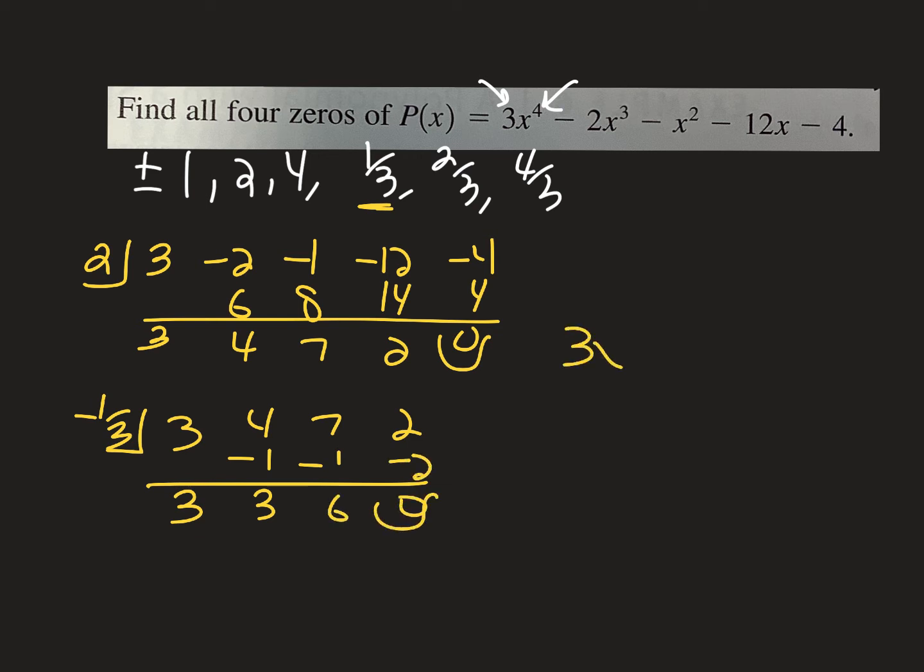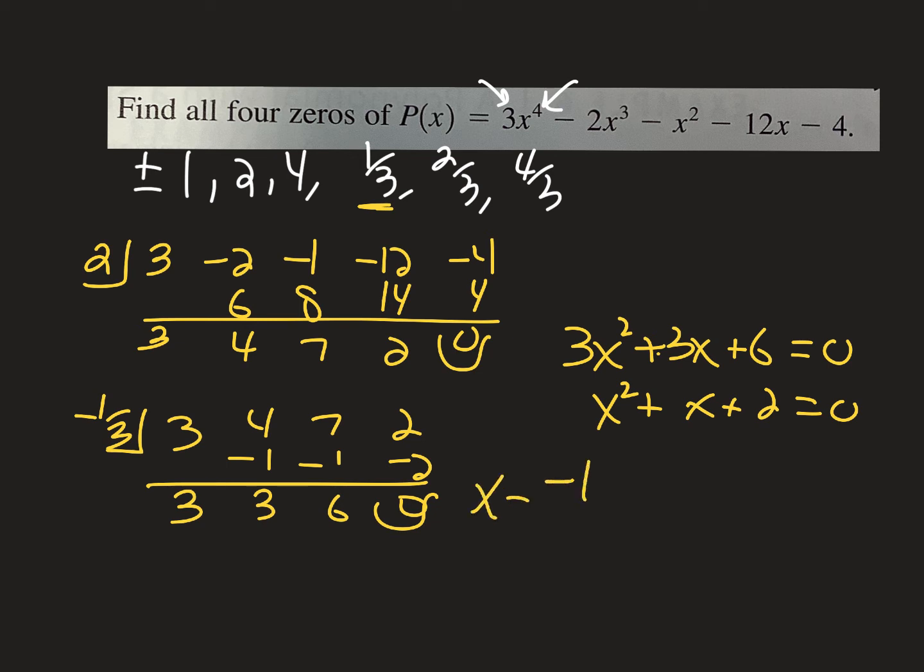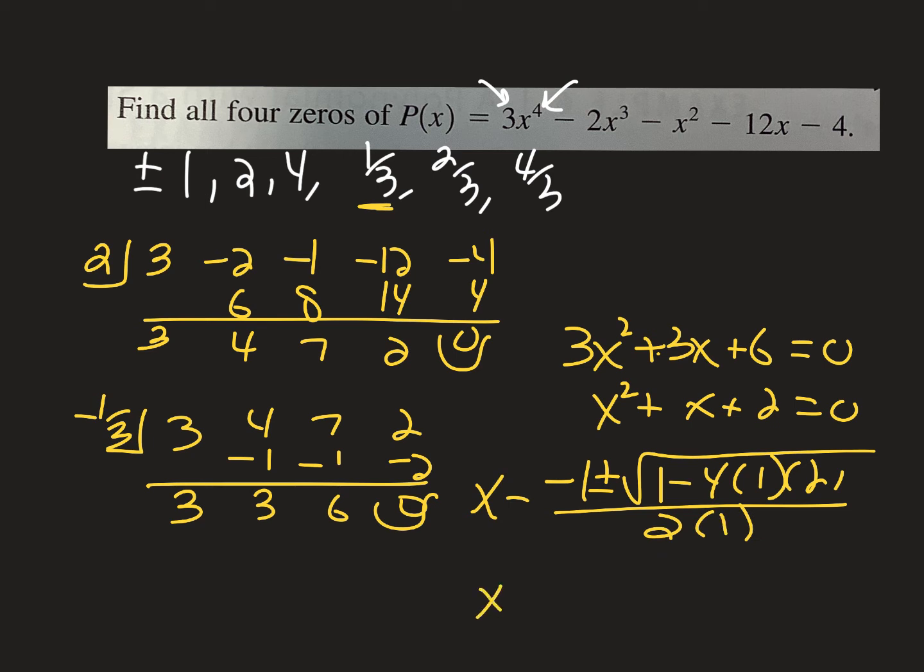What I have left is 3x squared plus 3x plus 6. And what I'm going to do is get my other 2 zeros from that quadratic. So I'm going to set that equal to 0. First thing I notice is I can take a 3 out like this. So I'm thinking, what 2 factors of positive 2 add up to be positive 1? And the answer is none of them. So I'm going to do the quadratic formula. X equals negative b plus or minus the square root of b squared minus 4ac all over 2a, which is that right there. And if I work that out, I get negative 7 and so on. So I get negative 1 plus or minus the square root of negative 7 over 2.